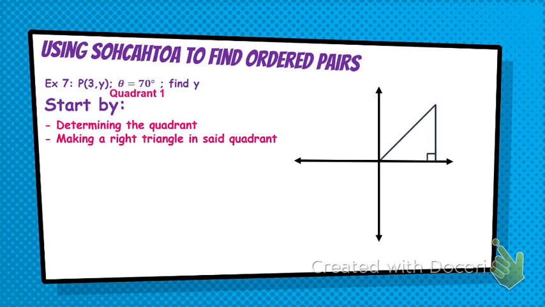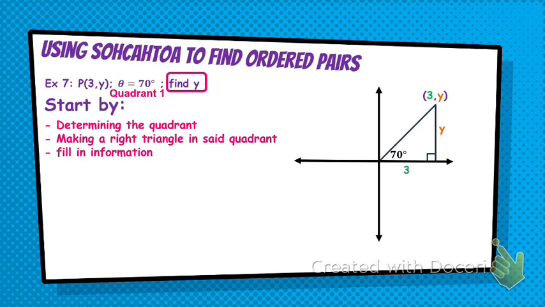And then I'm going to go ahead and label what I can. So fill in my information. I'm going to label my point up here, 3, y. I don't know what y is, so I'm just going to leave it as y. I'm going to label this side 3, and what I'm trying to find as y, and also my angle down here. So now I know what my angle is. It's 70 degrees.